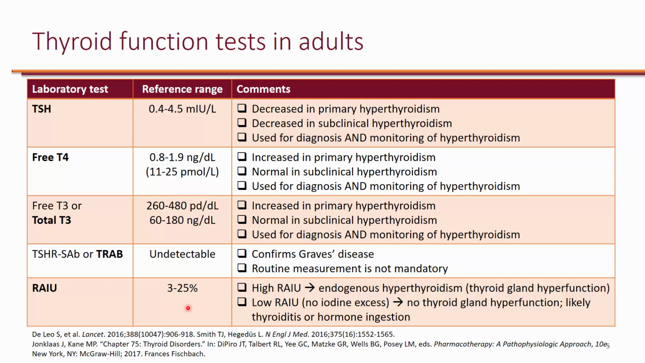Now, if the value is actually low, in the absence of iodine excess, it will indicate that there is no thyroid gland hyperfunction. If that's true and the patient has hyperthyroidism, it's most likely due to thyroiditis or hormone ingestion. So for example, if someone overdoses on levothyroxine, that would cause hyperthyroidism.